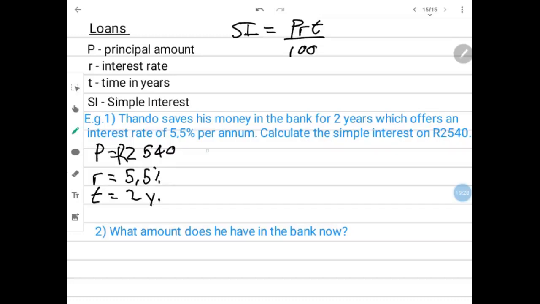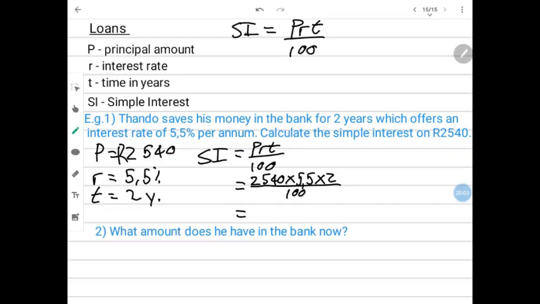Now we start by writing down the formula: simple interest equal to, now we multiply them. So we have 2,540 times 5.5. You're not writing 5.5%, you're just writing the 5.5 as is. And it is over 2 years. Now this is over 100.